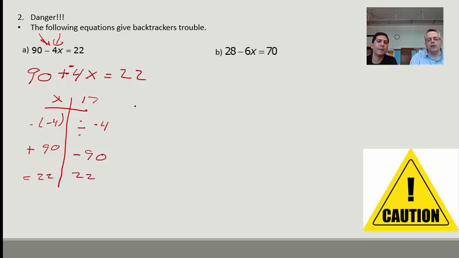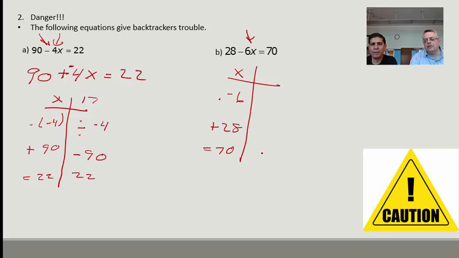Very good. Okay. And then same thing here. Oh, I'm subtracting the x term. So remember, it's not minus 28. 28 is positive. All right, so we have x. We're multiplying by negative 6. We're adding 28, because it's a positive 28 there, equals 70. And so we're going to do 70 minus 28.